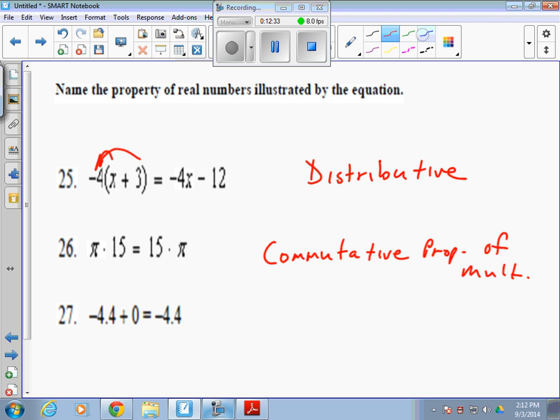And the last one says negative 4.4 plus 0 is still equal to negative 4.4. Its identity doesn't change from the beginning to the end. That is the identity property, and it is of addition, you can see.